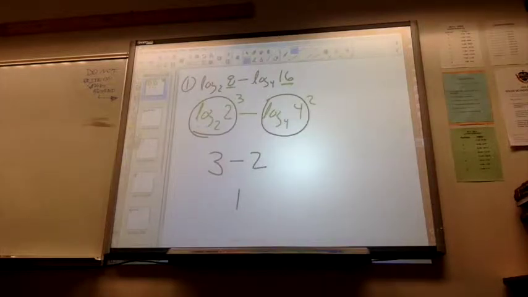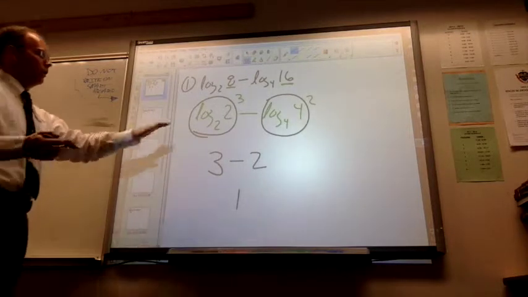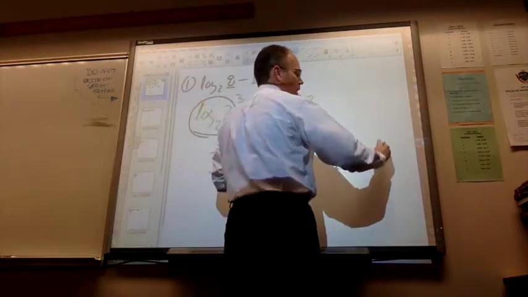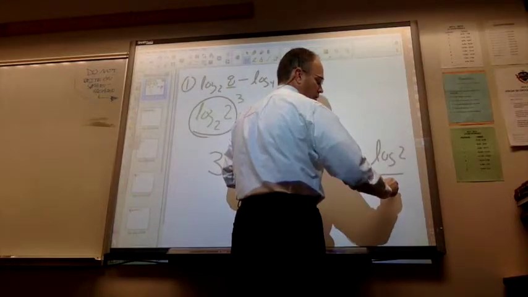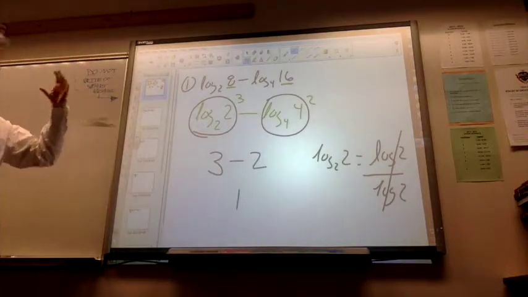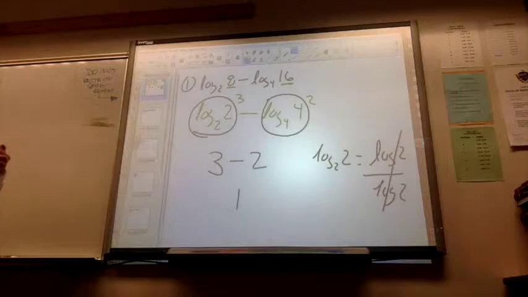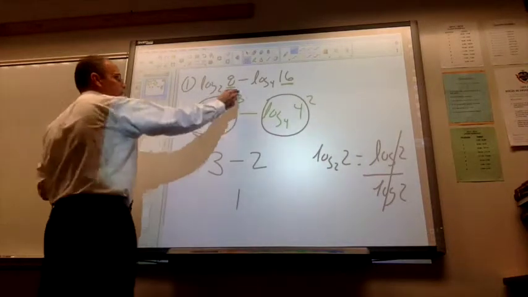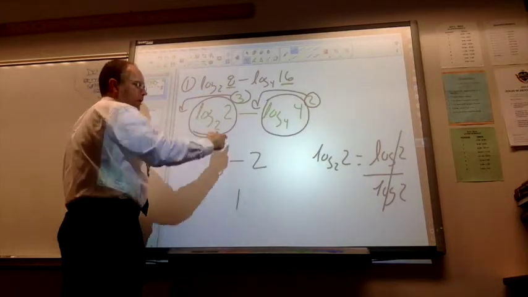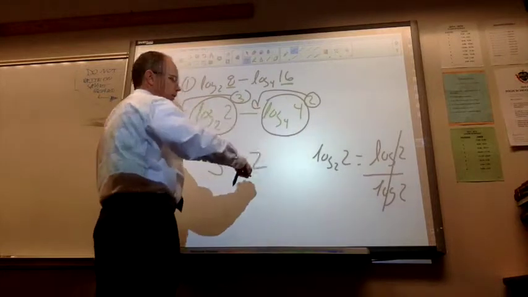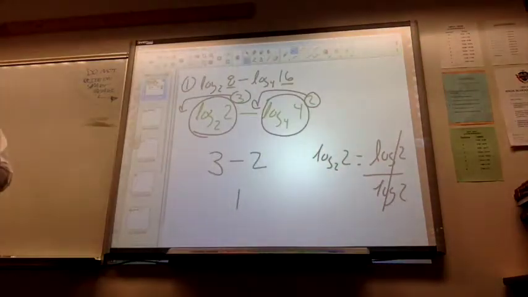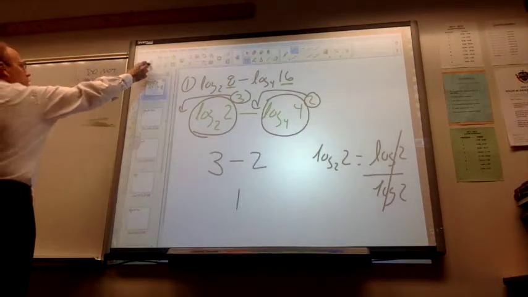So wait, why do those cancel out? Because log base 2 of 2. So let me just take this little section here. Log base 2 of 2 mathematically is the same thing as log 2 over log 2, which becomes 1. And then the exponent just comes floating down. Or you could say that log brings the exponents down front. This becomes 3 times 1, which is 3. This becomes 2 times 1, which is 2. Subtract it. We good? All right. Moving on.